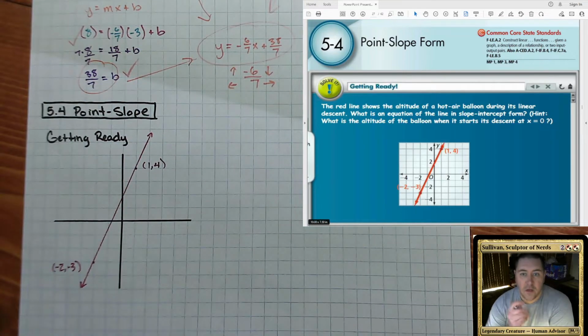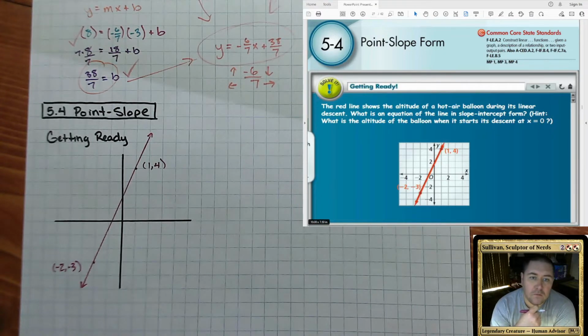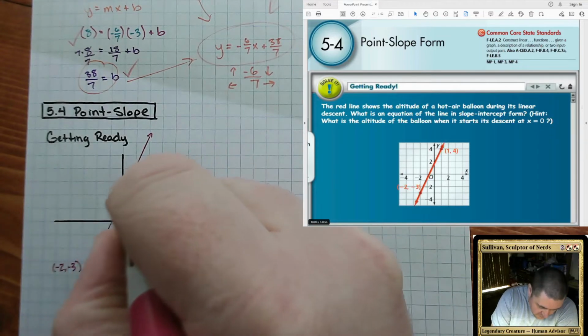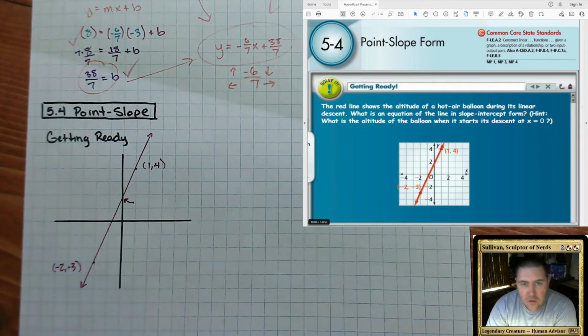They give us a little bit of context. See if you can figure out when x is 0, the altitude of the balloon, when I'm just starting. Can you figure that out? Go ahead, pause. See, the problem is, this right here doesn't look like it hits a nice intersection.